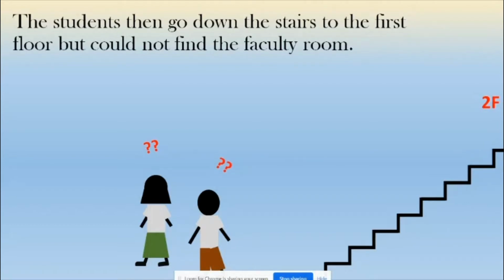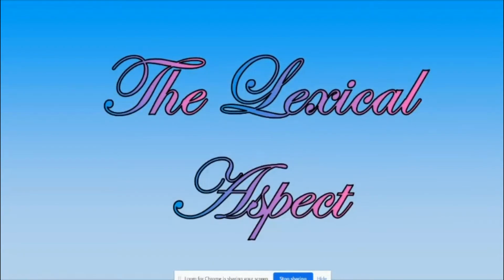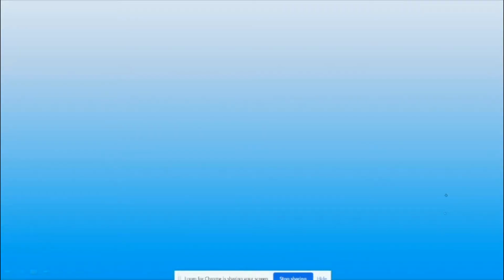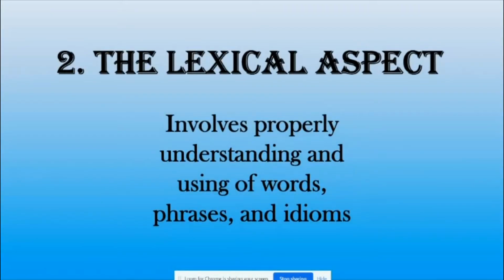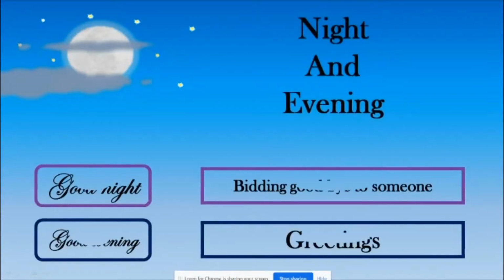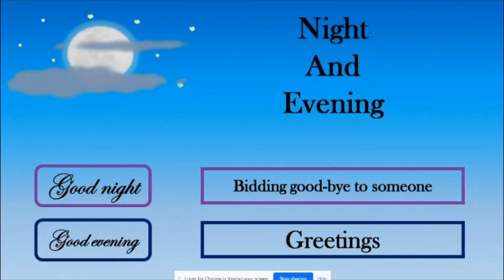It is due to the lexical aspect, wherein you need context in order to understand what certain words or phrases mean. By definition, the lexical aspect involves properly understanding and using words, phrases, and idioms. An example of these words are the words night and evening. Depending on the context, they might mean different things. For example, good night means bidding goodbye to someone, while good evening is greeting someone.